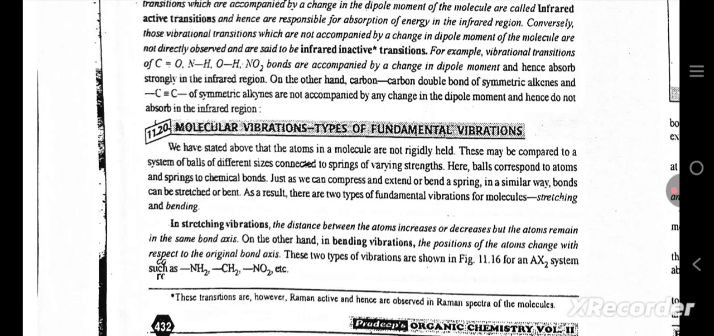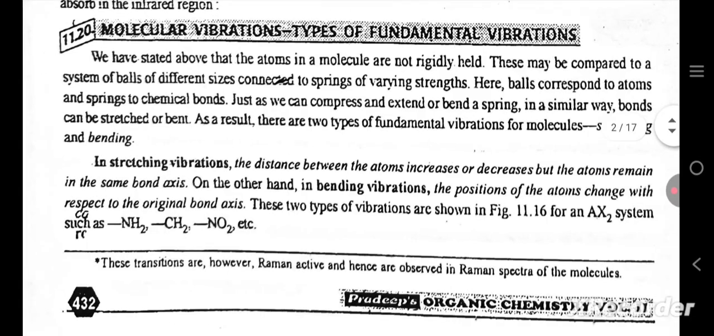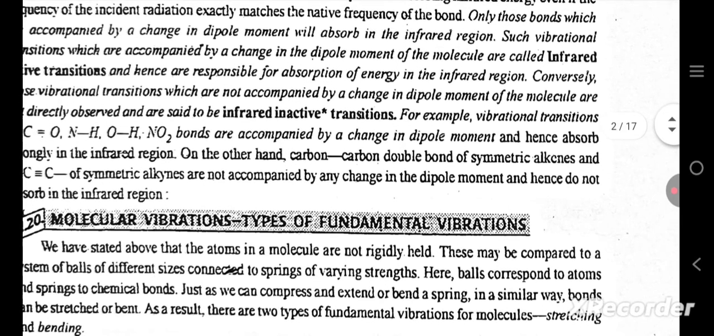As a result, there are two types of fundamental vibrations for molecules: stretching and bending. In stretching vibrations, the distance between the atoms increases or decreases, but the atoms remain in the same bond axis. On the other hand, in bending vibration, the positions of the atoms change with respect to the original bond axis. These two types of vibrations are shown in figure 11.16 for an AX2 system such as NH2, CH2, NO2, etc.